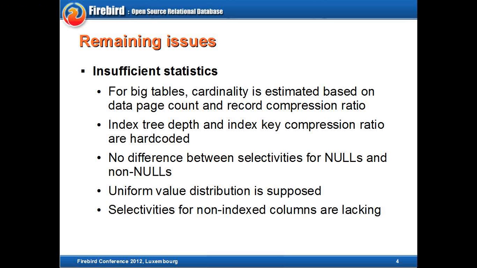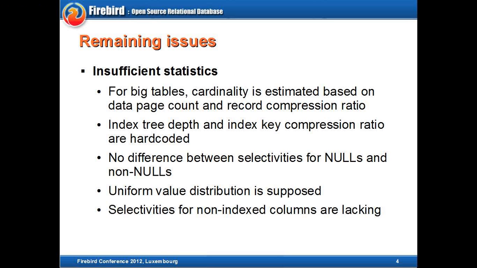And the mostly known problem, maybe for everybody here, is that Firebird supposes uniform value distribution. It means that if selectivity is, let's say, 0.1, we have 10 different keys, and each of them occupies 1/10 of all the records. In many cases, this is not so. If you have a very skewed distribution of values, the selectivity is unlikely to help you much.